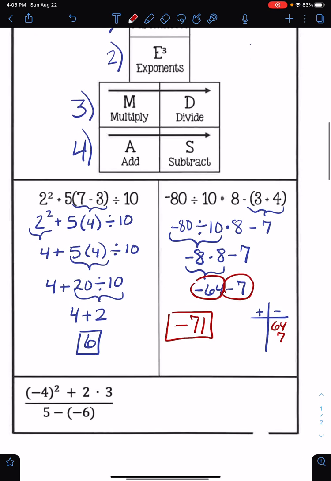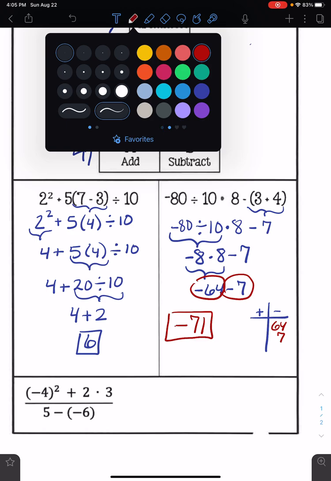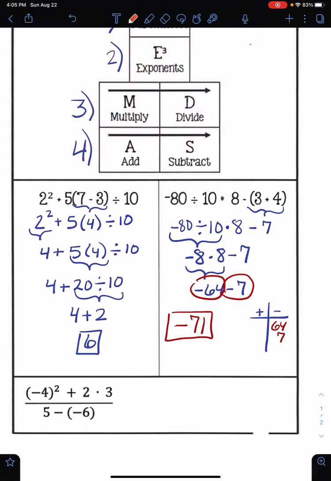And the last example has a big fraction. Anytime you have a big fraction like that, you're going to do the numerator and the denominator separately, still following the order of operations, and then the last step would either be to divide or simplify that final fraction that you have. So in the numerator, I'm going to do the exponents first. Negative 4 times negative 4 is positive 16, because a negative times a negative is a positive. And then I'm going to recopy everything else.